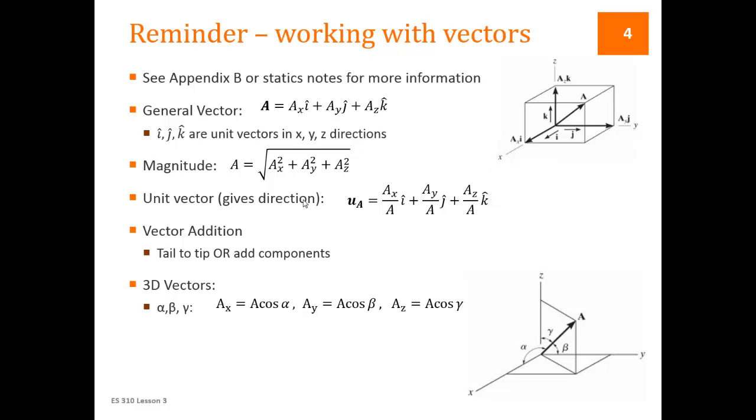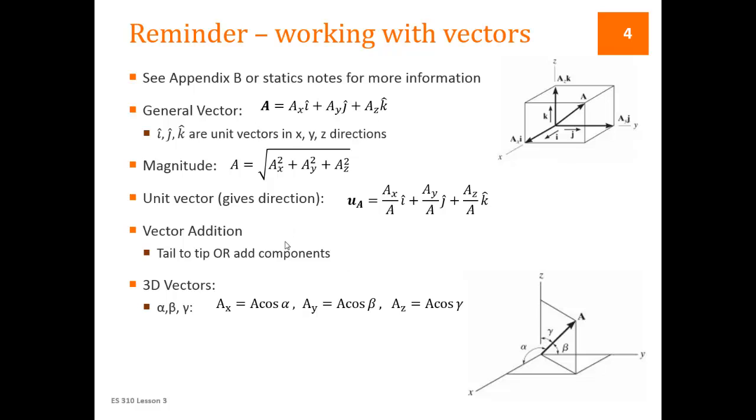You'll probably remember from statics we did a lot of vector addition. There's two ways to do this. You can do tail to tip, so you line up all your vectors tail to tip, and then you connect the tail of the first one to the tip of the last one, and then use geometry to find the length and direction of that vector. Or you write them out as i hat, j hat, and k hat components and just add up the i's, add up the j's, add up the k's.